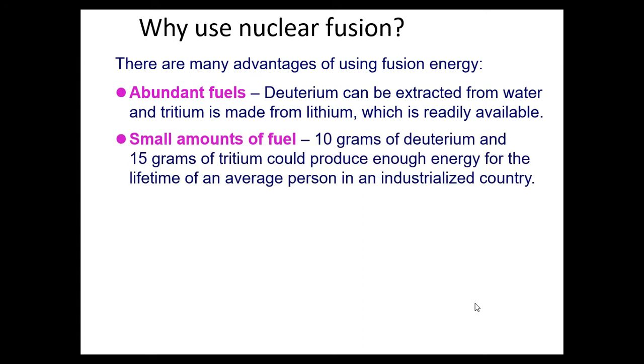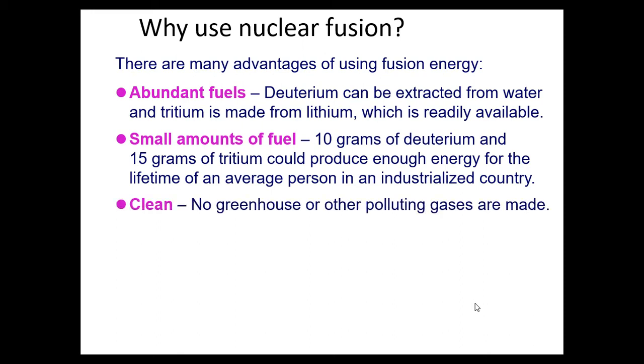You only need a small amount of fuel to make a huge amount of energy, which is a bit like fission. In fission, you only need a small amount of uranium to make a large amount of energy. Even smaller amounts are needed for fusion, though. 10 grams of deuterium and 50 grams of tritium can produce enough energy for the lifetime of one person, a whole lifetime in an industrialized country.